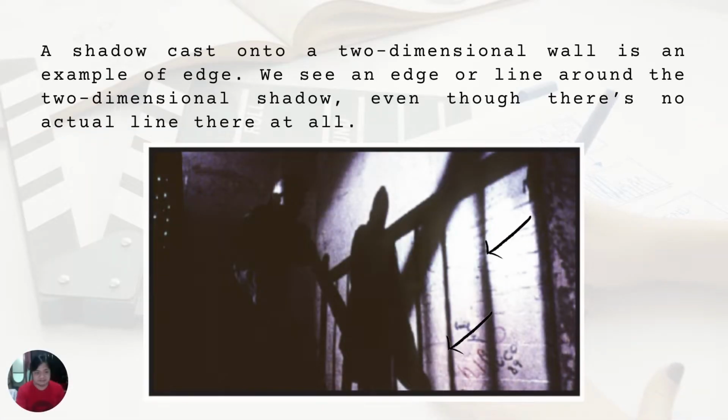A shadow cast onto a two-dimensional wall is an example of edge. We see an edge or line around two-dimensional shadows even though there's no actual line there at all. So it's actually just a reflection of light and how light is interpreted or reflected through the objects around the subject. As you can see in the photo in front of you, you see straight vertical lines because the light source creates a shadow of those images.